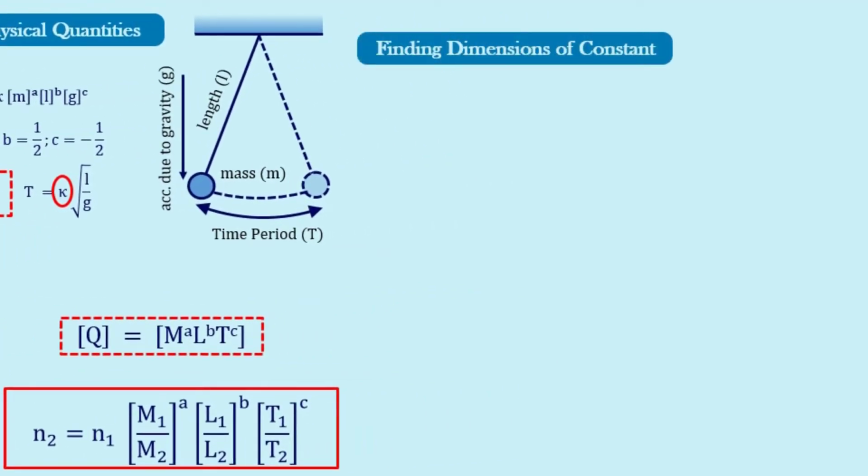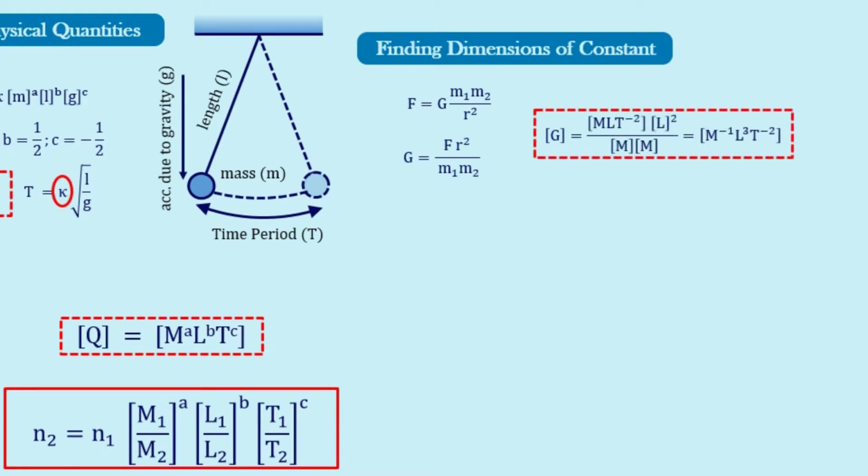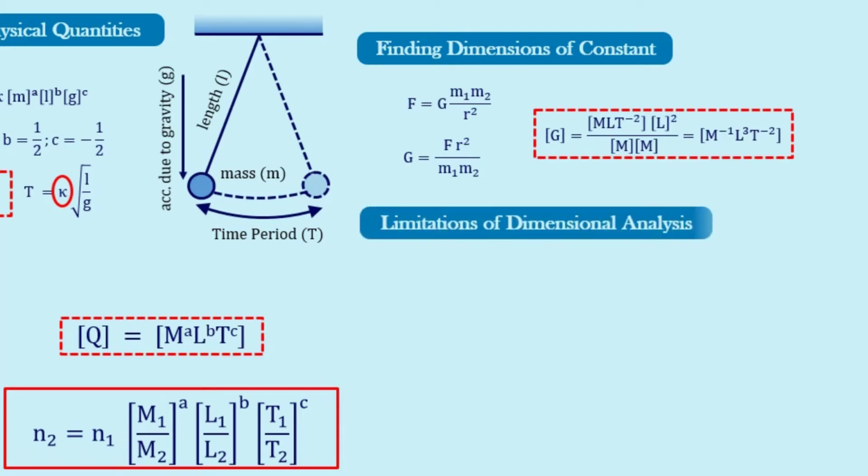We can use dimensional analysis to evaluate the dimensions of constants. Here, as an example, we have evaluated the dimensions of the universal gravitational constant from the laws of gravitation. Dimensional analysis is very much helpful. However, it has various drawbacks too. Its limitations are as follows.